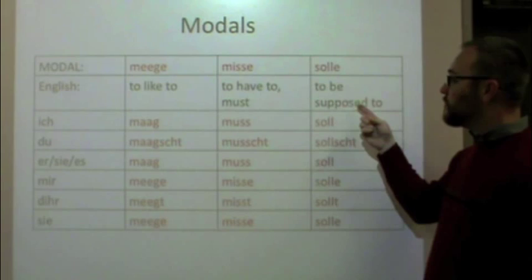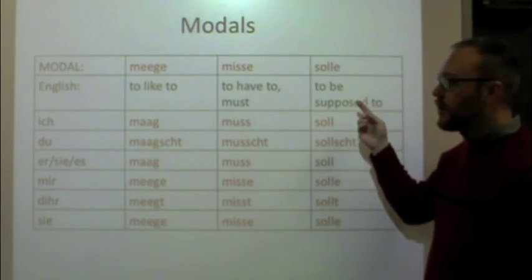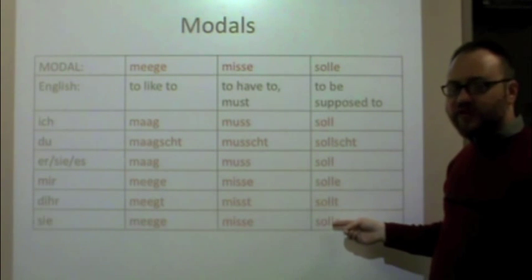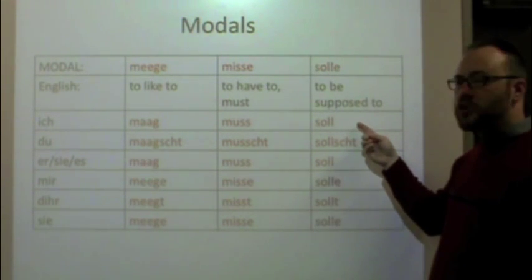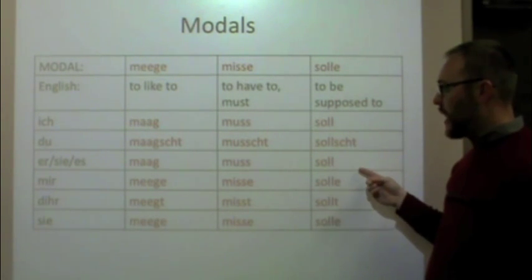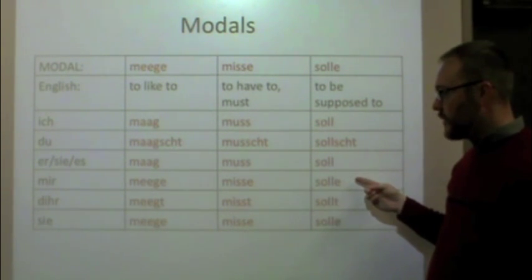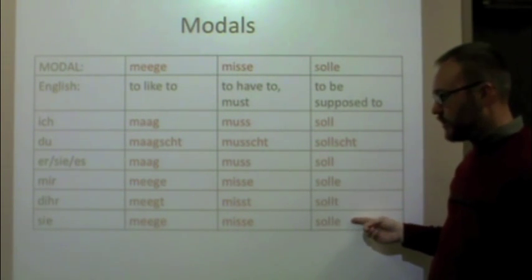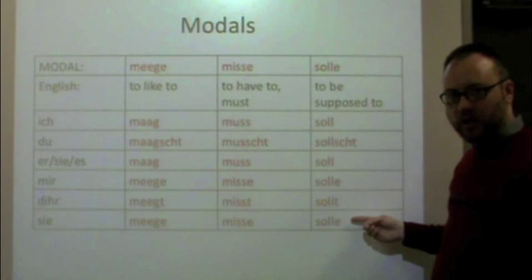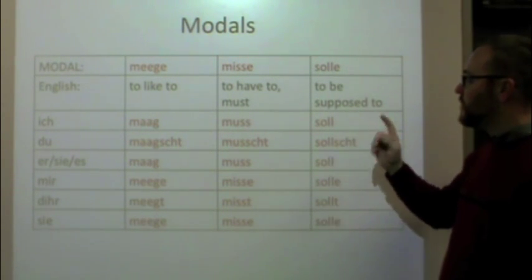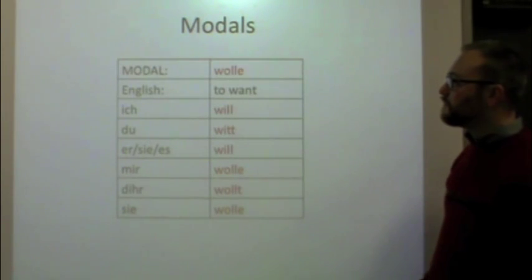Solle, to be supposed to, or shall. The solle, this one's a nice one. It doesn't change very much. It goes to ich soll, du sollst, sie und es soll, mir solle, dir sollt, and sie solle. Okay? So there's the next three. Mege, misse, and solle. And there's one more.